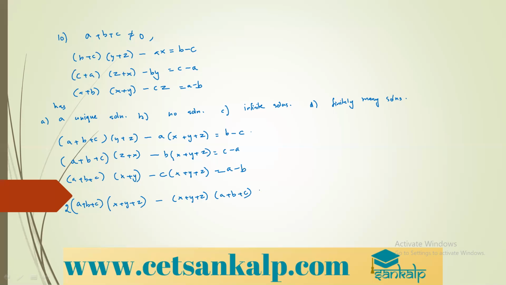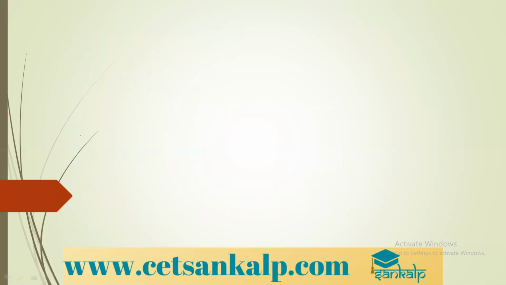Minus also I have taken common. Here all will cancel and I will get 0. So I can take x plus y plus z common. That means I have 2 into a plus b plus c minus a plus b plus c equal to 0. So I have two options. I have to take x plus y plus z equal to 0, or I have to take a plus b plus c equal to 0.